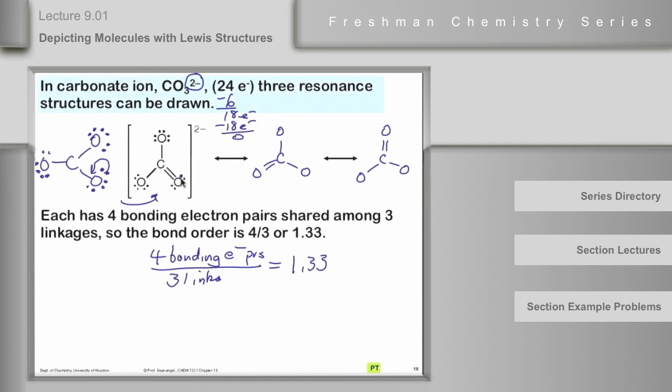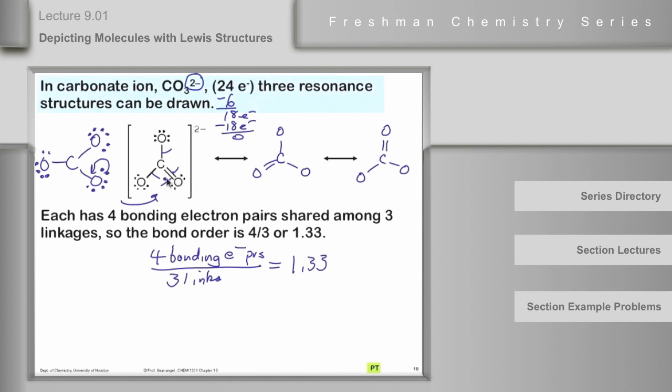Yes, go ahead. Okay, so when you say bonding pairs, that's that one, that one, that one, that one. Well, these are the only bonding pairs of electrons that I've marked here. The rest are lone pairs.